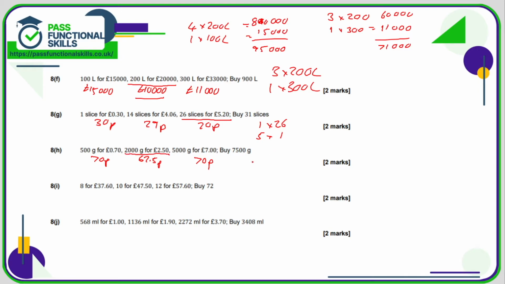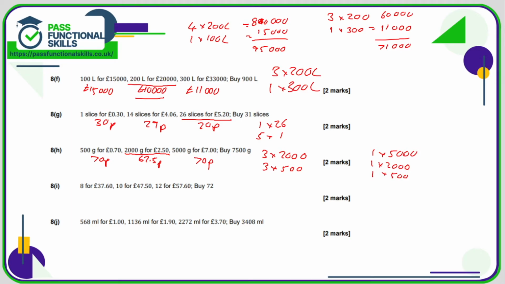So if I want to buy 7,500 grams, then I'm going to buy 3 times the 2,000. And 3 times 2,000 is 6,000. And then I'm going to buy 3 times the 500. You might want to just double check, is this definitely going to be cheaper than another method, which is going to be 1 times 5,000 grams, 1 times 2,000 grams, and 1 times 500.